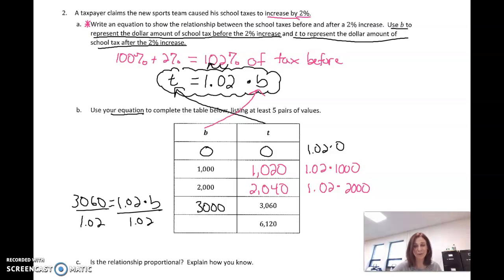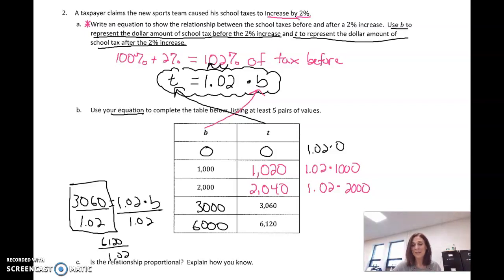It kind of looks like this is proportional. It looks like we're going up 20 each time. Now, we could also think of going from T to B as dividing, and that's actually what we did right here. So we could take 6,120 and divide it by 1.02, and that would be 6,000. So we can't just say this is 4,000. We'd have to do division.